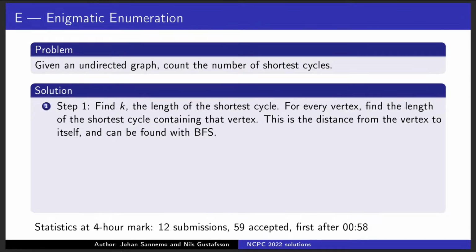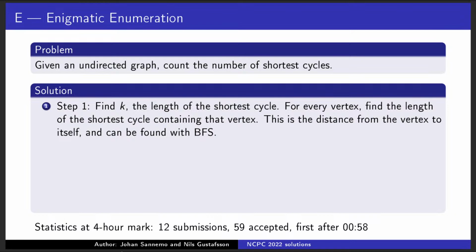First, you need to find the length of the shortest cycle. Before you can do anything, you need to know that. And this is kind of a standard problem. The easiest way of doing it is to try every starting vertex and find the shortest cycle that goes through this vertex. You can think of this as finding the shortest path from the vertex to itself. So it's a shortest path problem, so you can use BFS to do this.